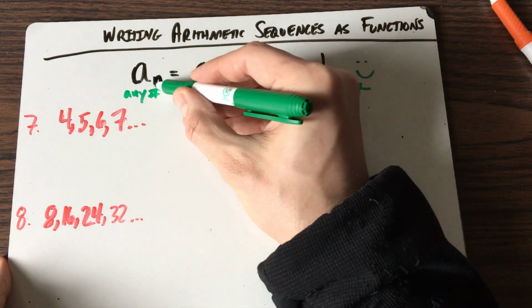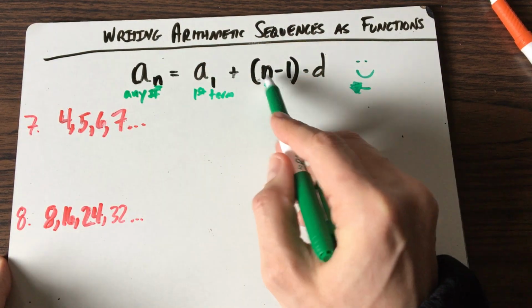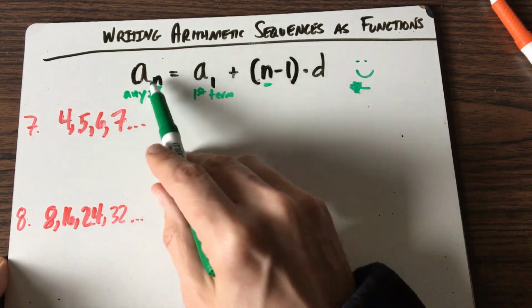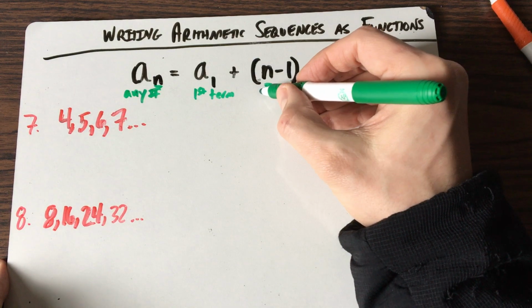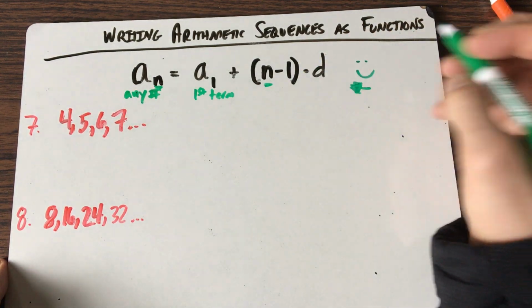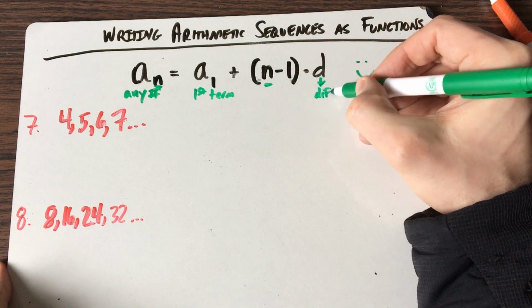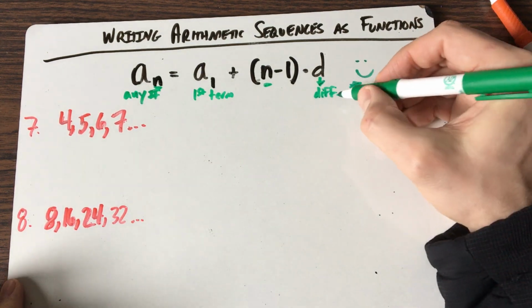This number and this number is the same. So if I'm looking for the 20th number, we're going to put a 20 right here. If I'm looking for the 18th number, I'm going to put an 18 right here in both places. So this is just whatever number you're looking for. And then d represents the common difference, right? What the pattern is, the common difference.